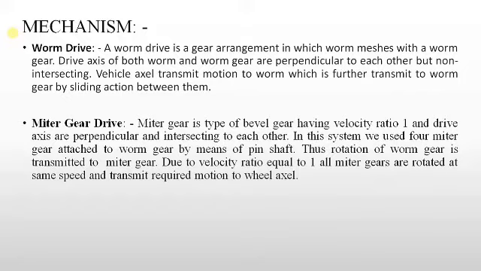Now, the miter gear drive. The miter gear is a type of bevel gear having velocity ratio 1, and the drive axes are perpendicular to and intersecting each other. In this system, we use 4 miter gears attached to the worm gear by means of a pin shaft. Thus, rotation of the worm gear is transmitted to the miter gears. Due to velocity ratio equal to 1, all the miter gears rotate at the same speed and transmit the required motion to the wheel axle.